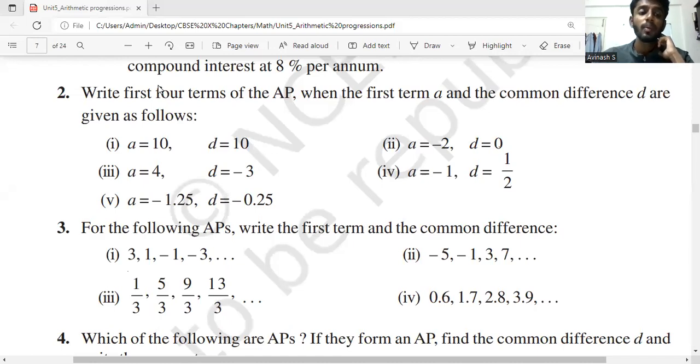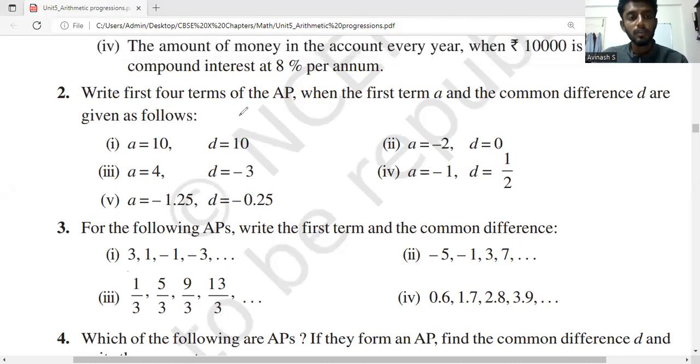So when it comes to the second question, they have given the values of A and D, which is the first term and the common difference, and we're supposed to find the AP as such. For the first subdivision, the first term is 10. They have very clearly given it. To get the subsequent terms, we have to add 10. And they have asked for the first 4 terms. So from A equal to 10, we understand that the first term is 10. And then we add 10, you get 20. And then we add 10, you get 30. And then we add the common difference, you get 40. And then you just write some dots to show that it's a continuing AP.